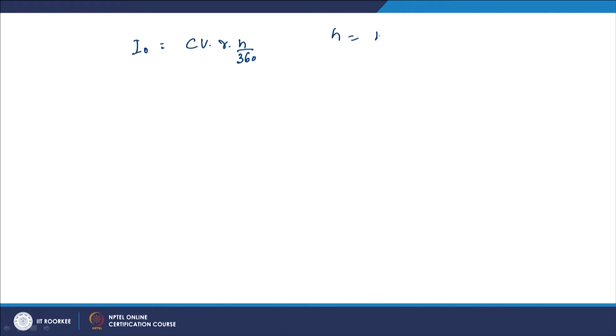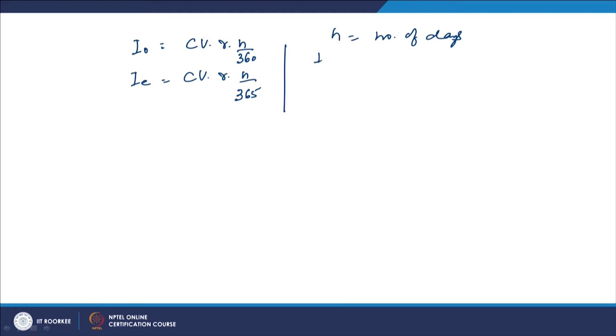What you find is that with ordinary interest you get CV into R into N, and if you know the number of days, N upon 360, where N is the number of days. And if you look at the exact interest, it will be CV into R into N upon 365. So, there will be a difference in both cases, and from this you can have the relation between these two terms.